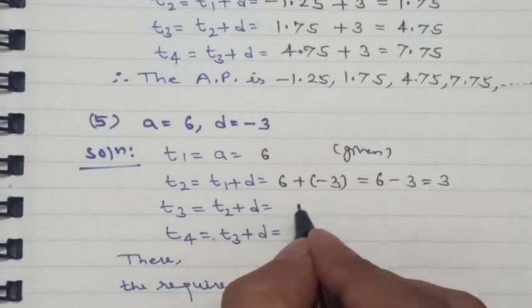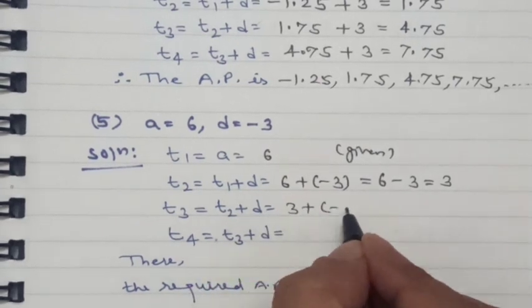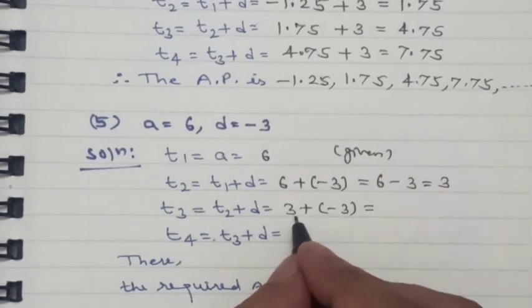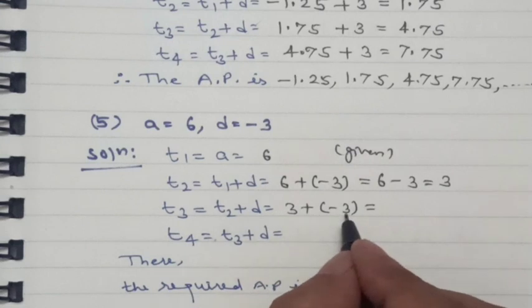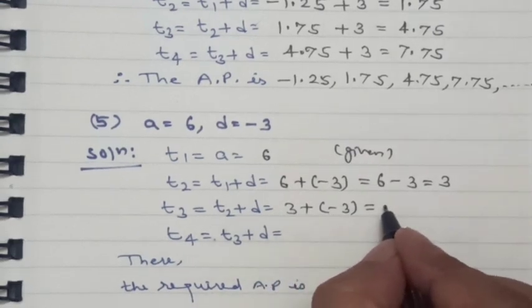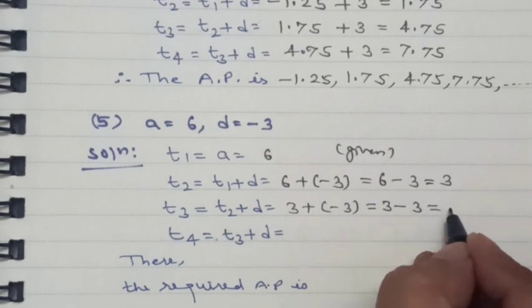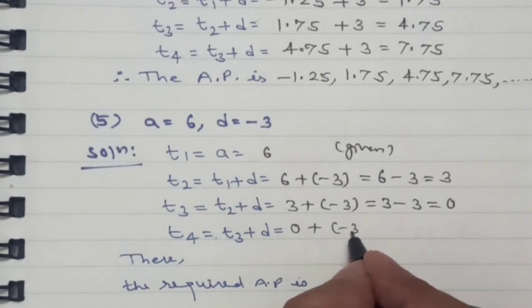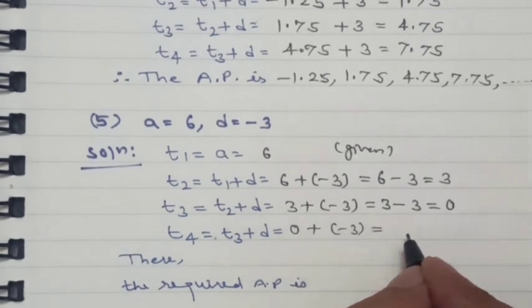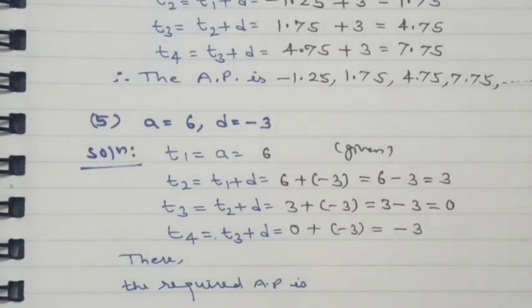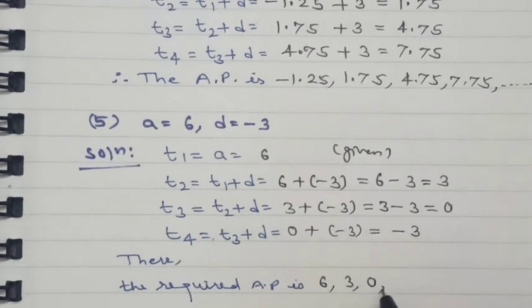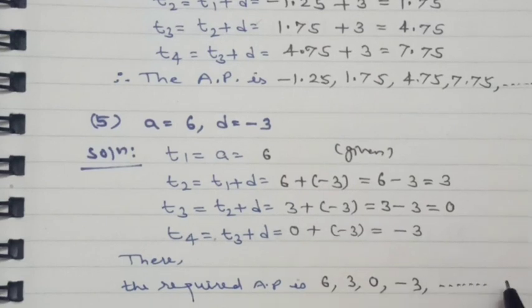T3 is T2 plus D. That is 3 plus (-3). You can directly write the answer 0 because they are the opposite of each other, or you just open the bracket, 3 minus 3 will give you 0. T4 is T3 plus D, that means 0 plus (-3). Adding 0 to any number gives the same number, so it will be -3. Therefore, the required AP is 6, 3, 0, -3, and so on.